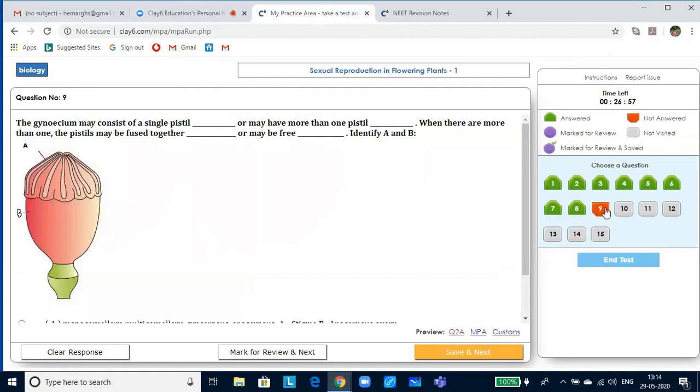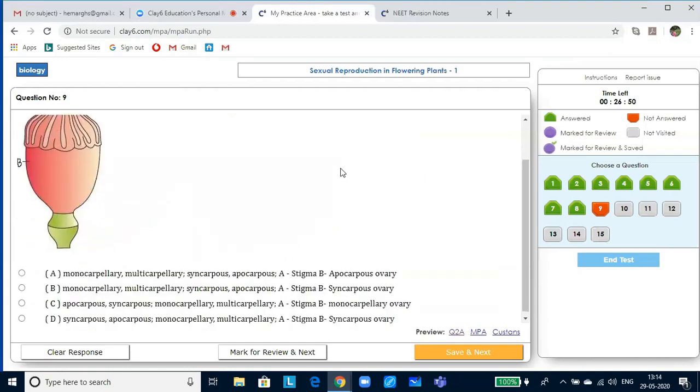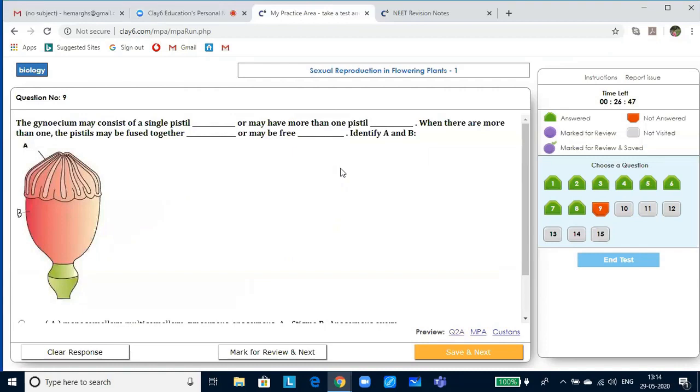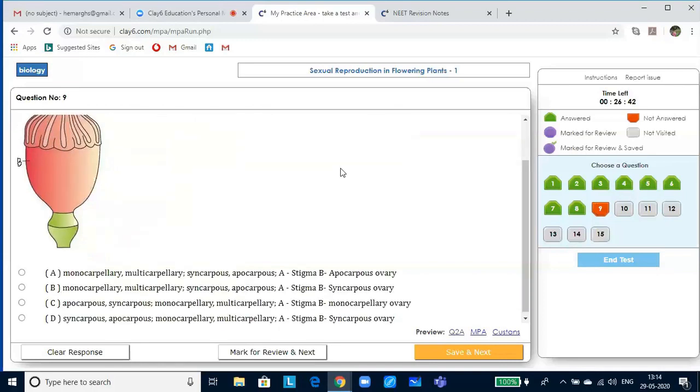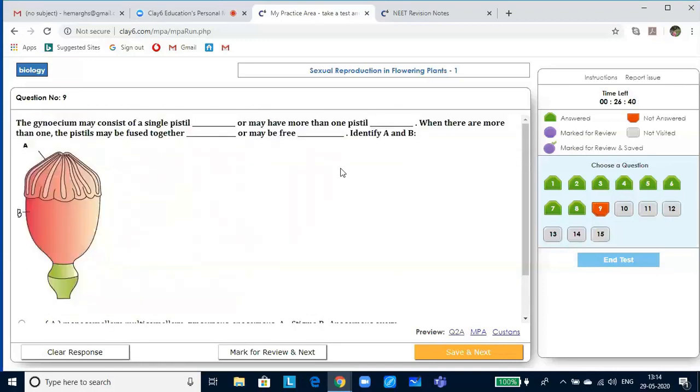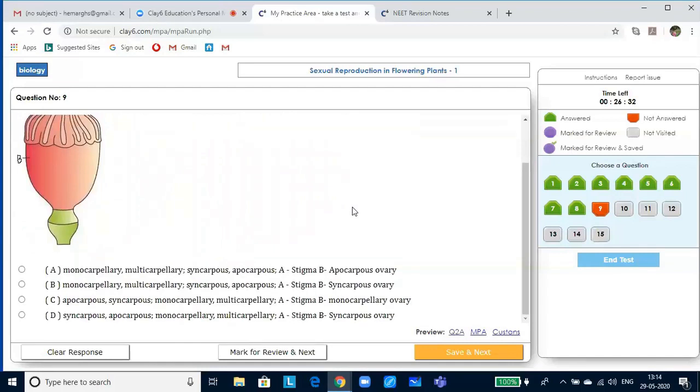Gynoecium consists of a single pistil, that is monocarpellary, or may have more than one pistil, that is multicarpellary. Where there is more than one pistil, they may be fused, that is syncarpous, or may be free, that is apocarpous. Identify A and B. So what is A? A is the stigma, and B is the syncarpous ovary. So: multicarpellary, syncarpous, apocarpous, A stigma, B syncarpous ovary.